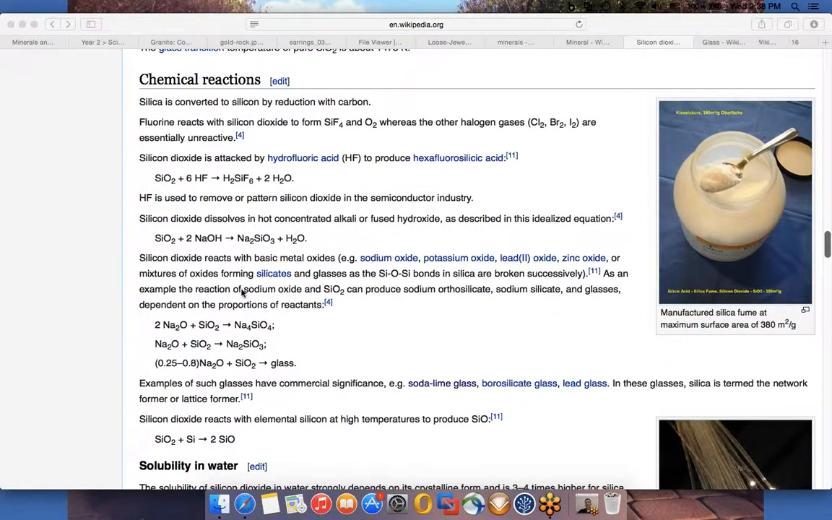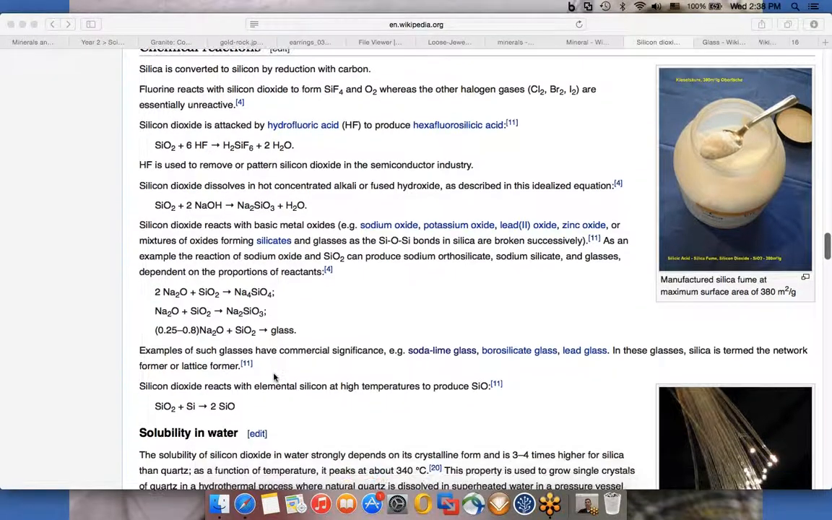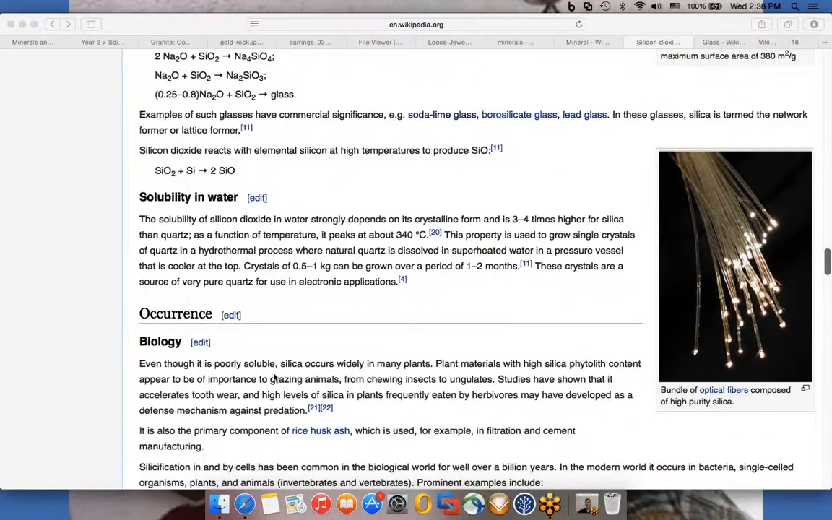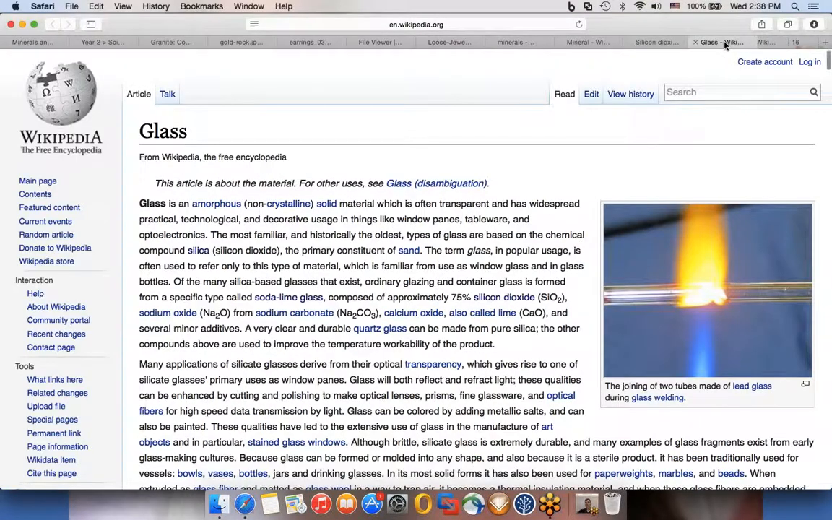So here, for example, it talks about the different things that can happen. And one of them is how to make glass. So glass is actually made of silica. Sand is also silica. Most of the sand that you see on the beach and everywhere is just silica that is broken down.